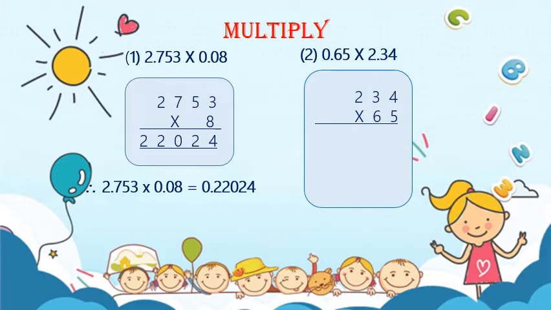First we will multiply 234 by 5 at ones place and we get 1170. Then in the next step we multiply 234 by 6 and we get 1404. Now we will add both these products and what do we get? We get 15210. Now we have to put the decimal point in the product, and how will we put it? It will come after how many digits from the right hand side? For that we need to count the number of decimal places in the decimal fractions which we have multiplied.